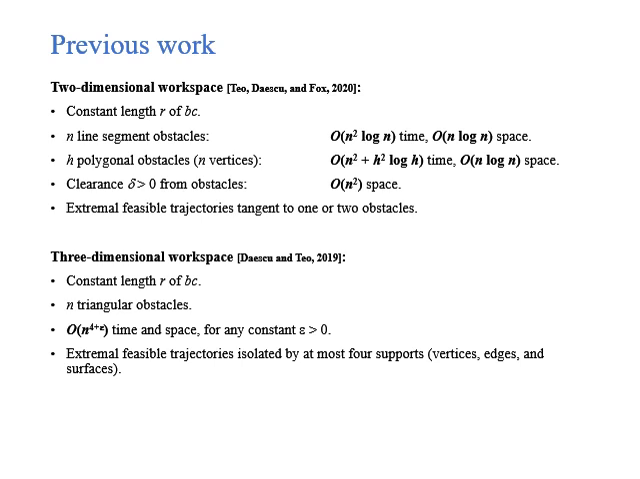So previously, we have given solutions to the problem when the end segment BC is fixed in size. For n obstacle line segments, we can find a feasible trajectory in n squared log n time using n log n space. If we have polygons as obstacles, the time complexity becomes n squared plus h squared log h, where h is the number of polygons. In both cases, if we want a certain clearance from the obstacles, the space usage increases from n log n to n squared.